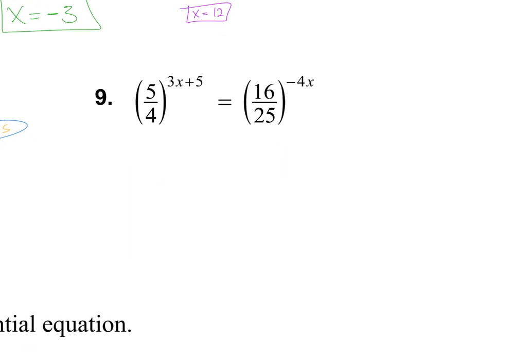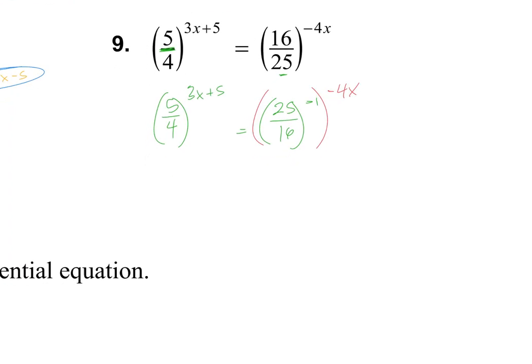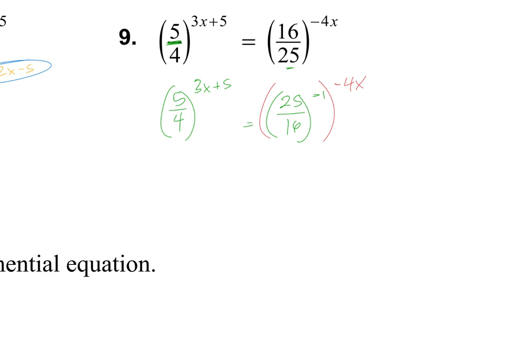Last but not least of the solving, very similar. We have a 5 on top, but here is a power of 5 on bottom. Let's leave this side alone for right now, and let's first flip this like that. And I will put this on the outside like that. And now, here's where it gets extra fun. 25 is really 5 squared. 16 is really 4 squared. Oh, check it out. 5 and 4, right?